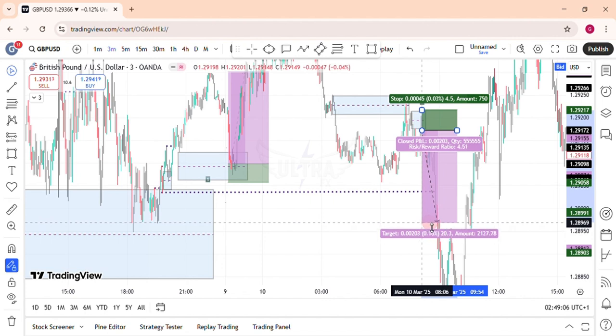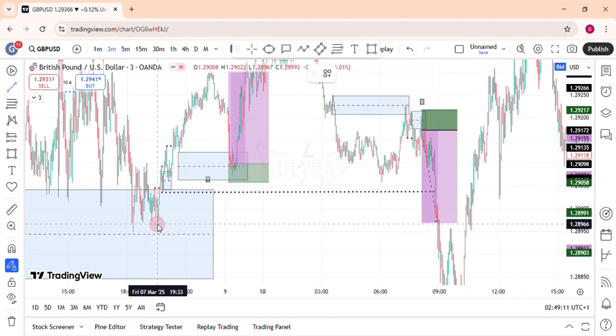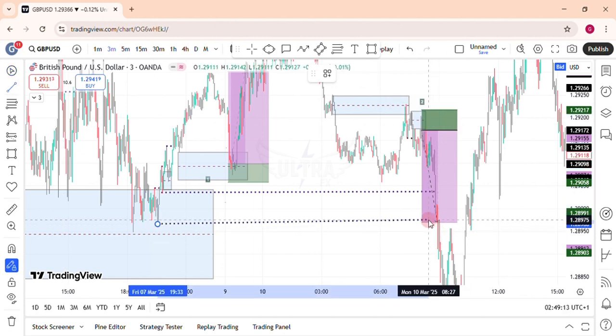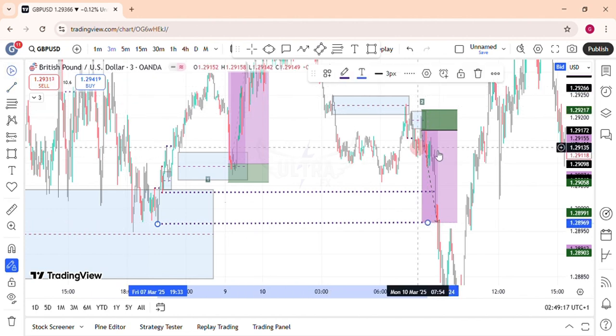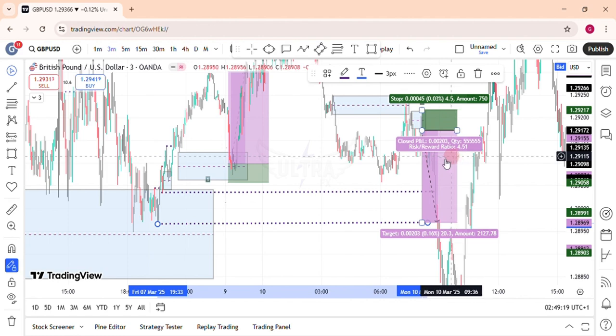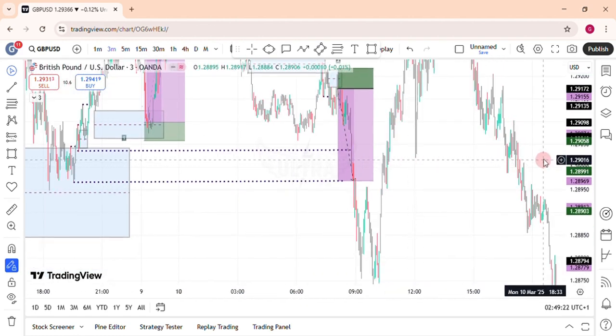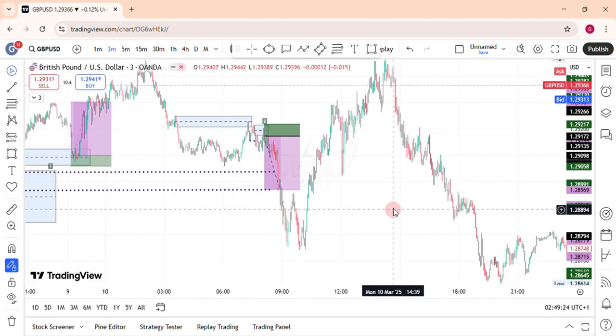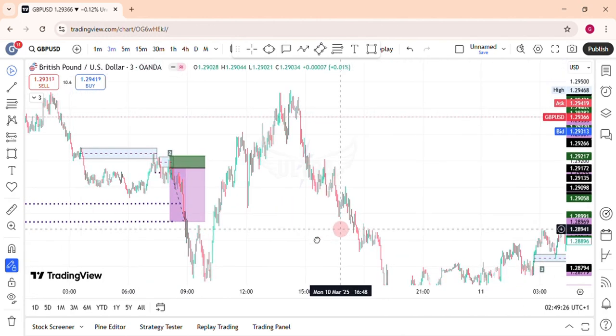So if you are going to take your profit at the end of this low, you'll be having a risk to reward of 4.5 ratio. So now let's go over to our next trade, which is our third trade.